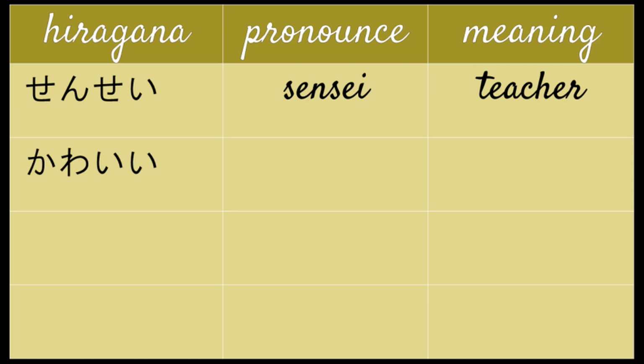Let us see the next word. The first character in the word is ka, the second is wa, the third is e, and the fourth is also e. So, it will be pronounced as kawaii, which means cute.